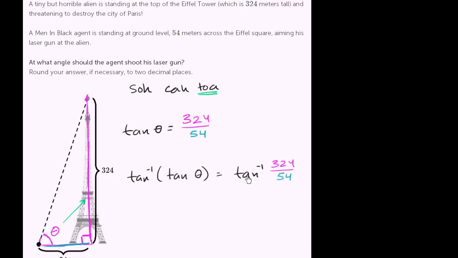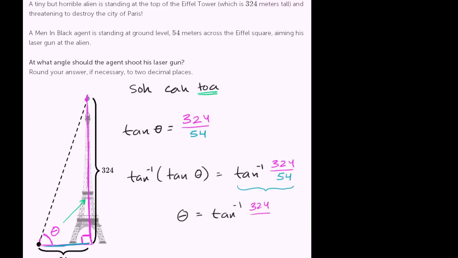And just to be clear, what is this inverse tangent? This just literally says, this will return the angle that when I take the tangent of it gives me 324 over 54. This says, what is the angle that when I take the tangent of it gives me tangent of theta. So this right over here just simplifies to theta. Theta is the angle that when you take the tangent of it gets you tangent of theta. And so we get theta is equal to inverse tangent of 324 over 54.